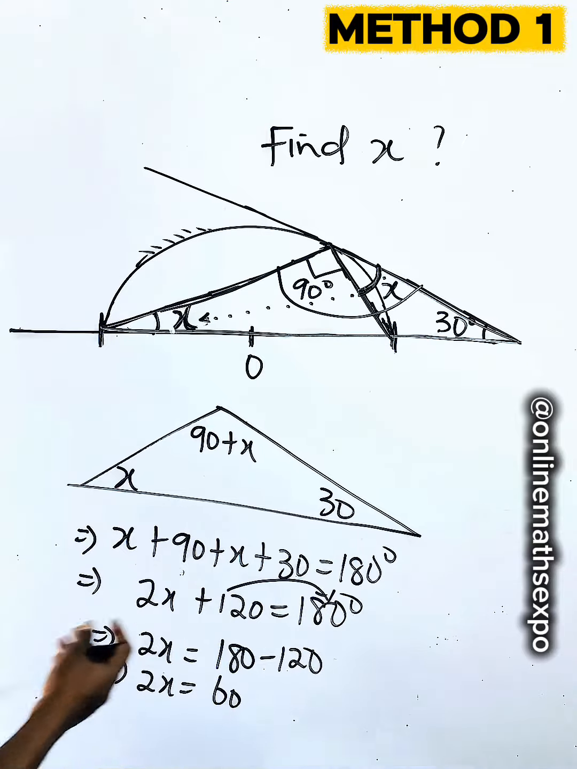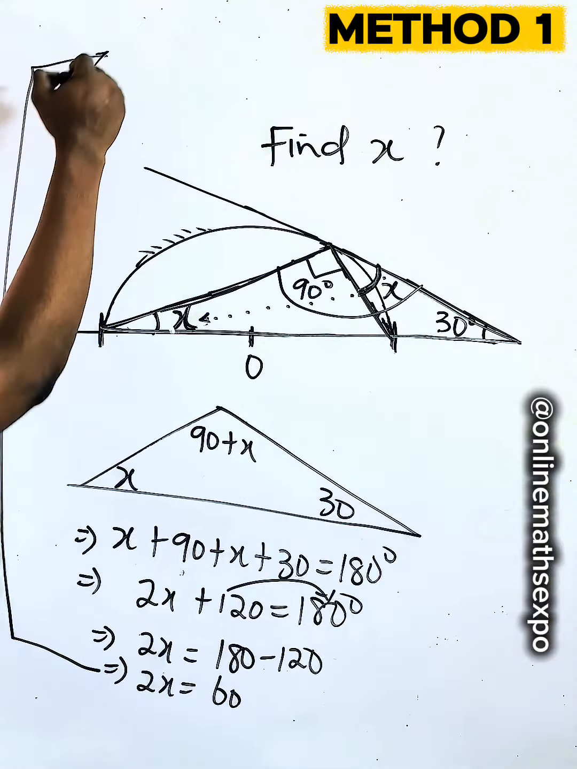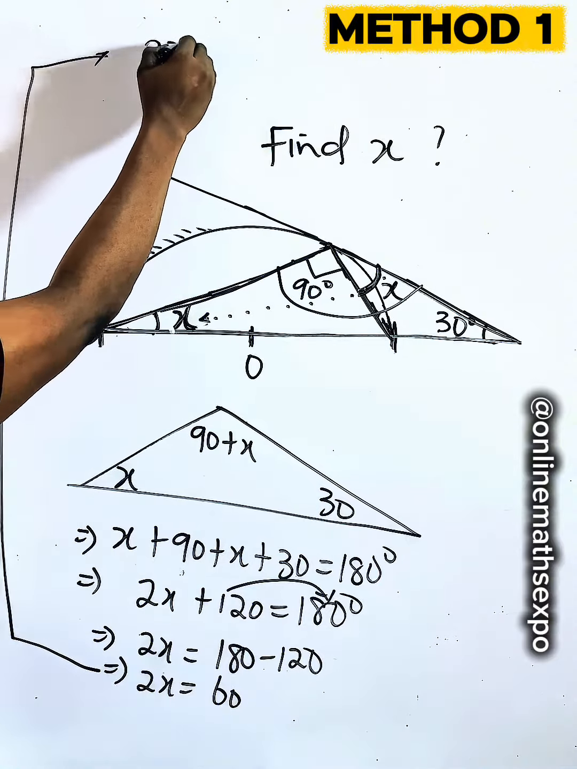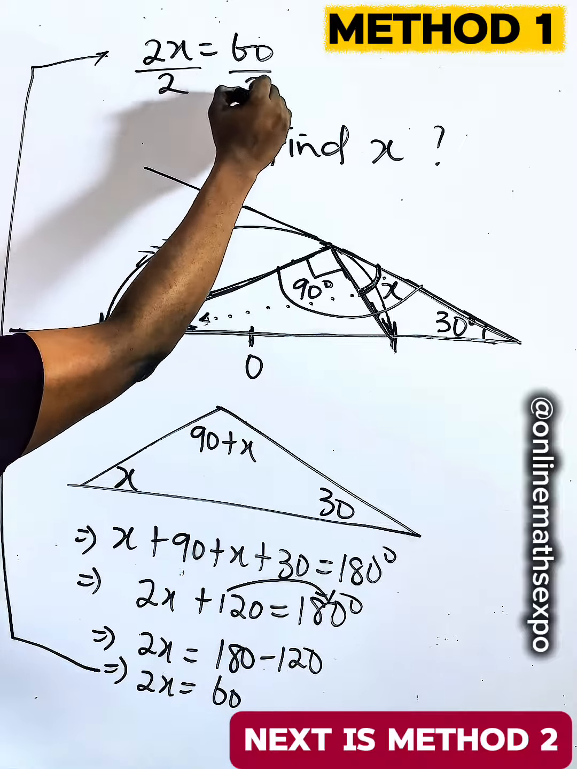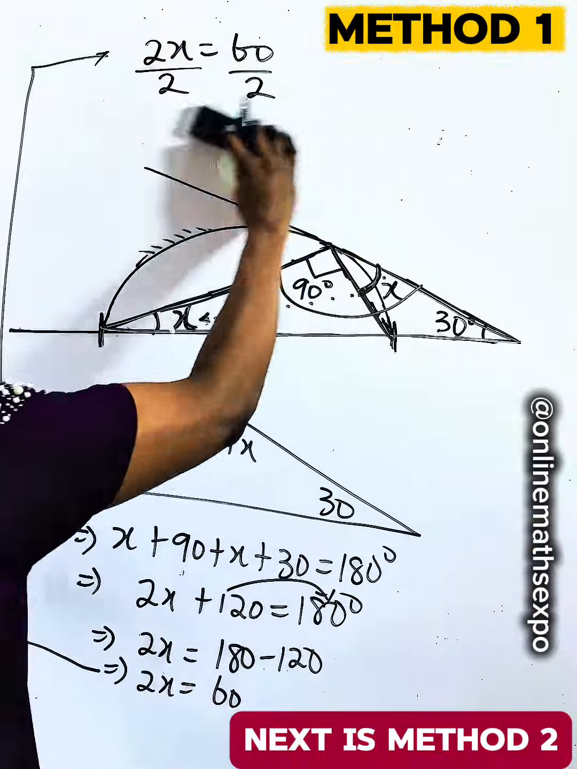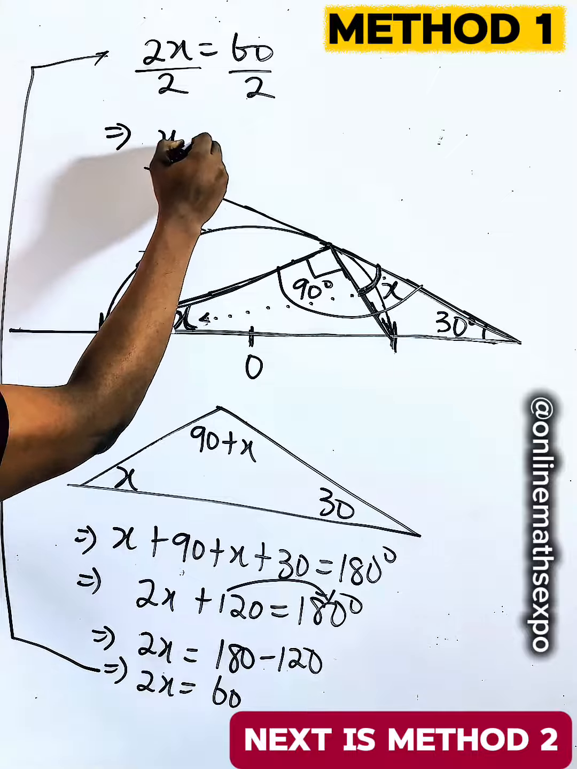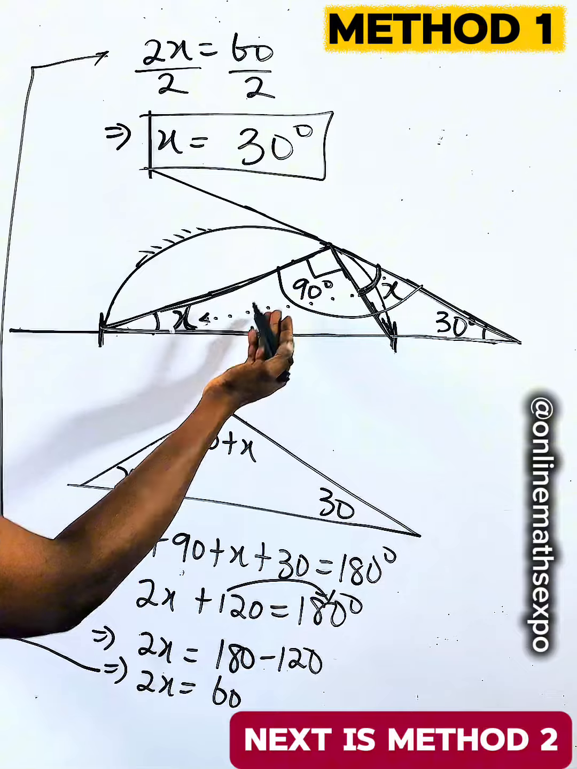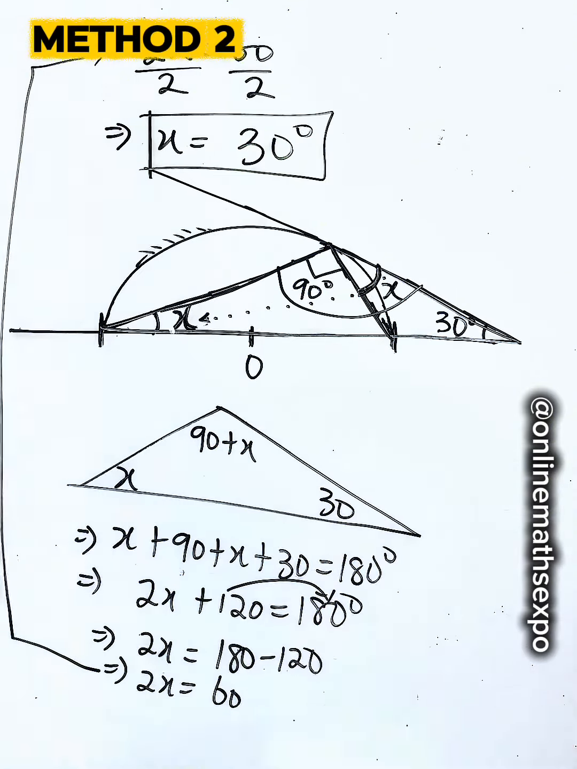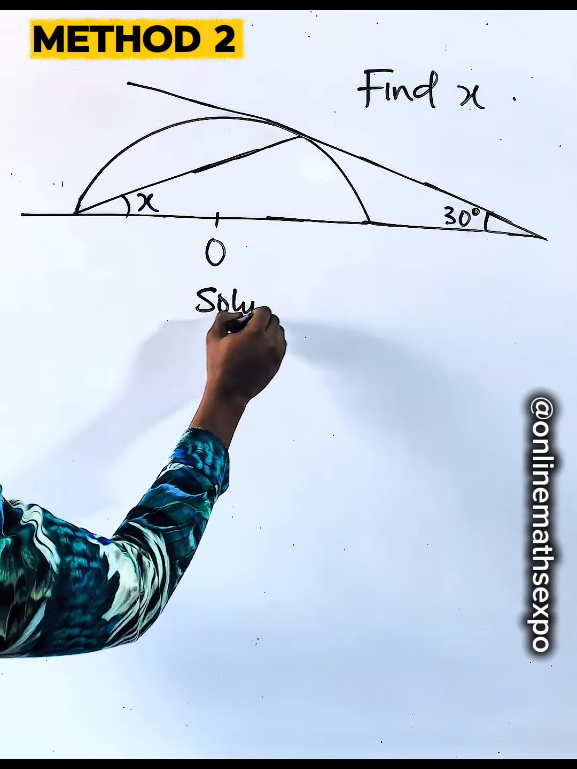So let's take this up here. We are going to have 2x is equal to 60. To get x, divide both sides by 2. And when you do that, you are going to now have x is equal to 30 degrees. So the value of x in this question is 30. So to answer this, we begin with our solution.